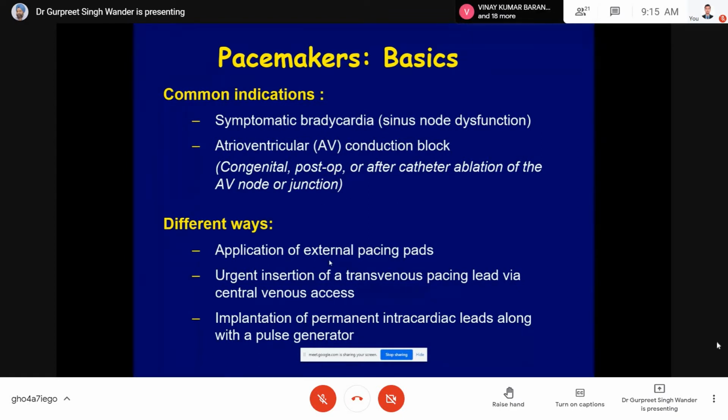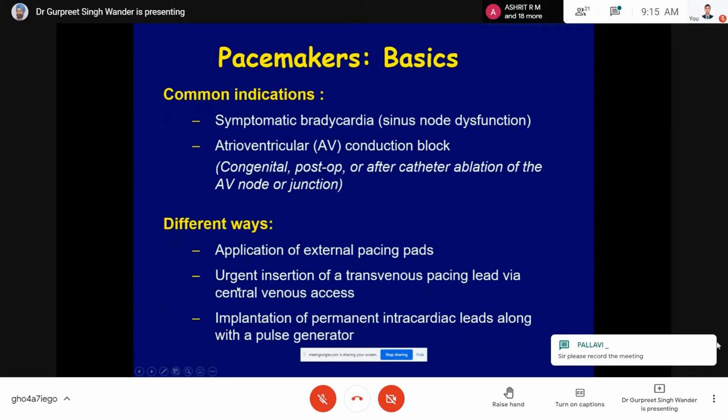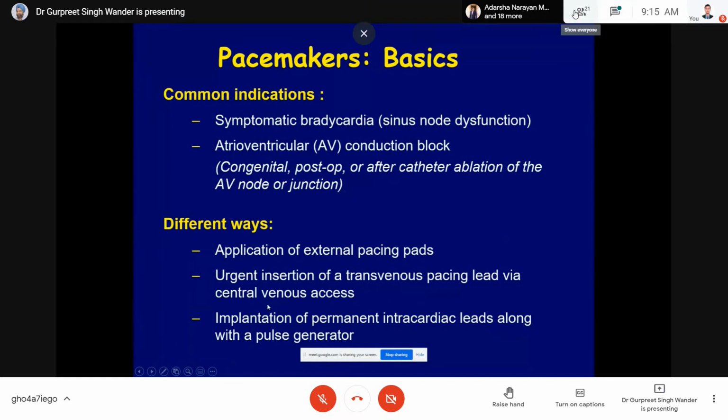If we place pads and then we electrically give a current, then it will stimulate, and that will be an external pacemaker. Almost always, these external pads are used only for a couple of minutes. But what we do is we insert a transvenous pacing lead via either the leg vein, what we call the femoral vein, or the neck vein, what we call the internal jugular vein. And so we do a temporary pacing.